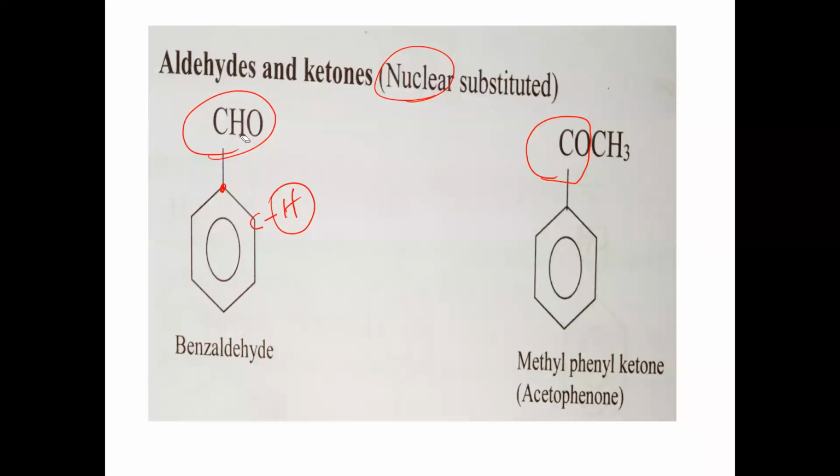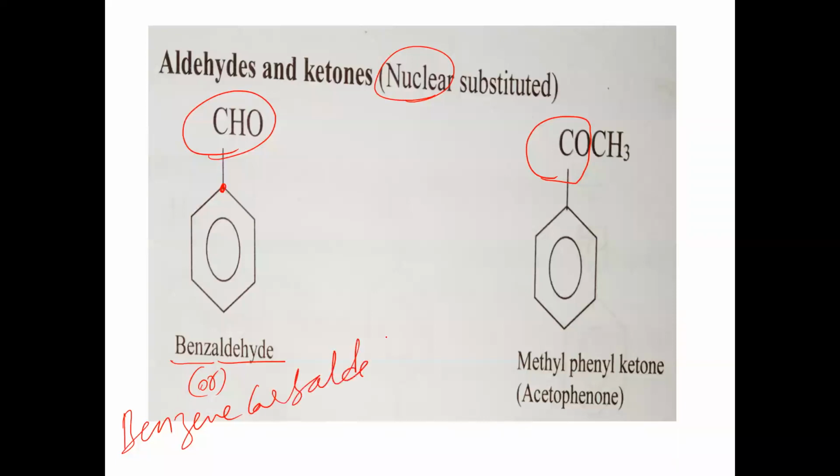Now check it here. This compound has an aldehyde group on the benzene nucleus, so it is called benzaldehyde. The other name is benzene carbaldehyde. Both are the same. So it is benzene carbaldehyde or benzaldehyde.